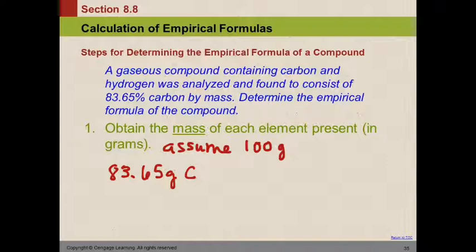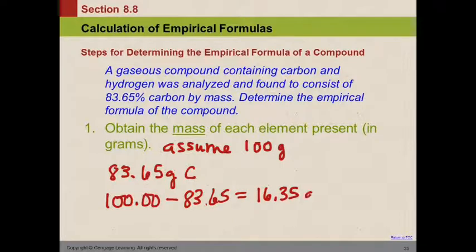But there's another element in there, right? Hydrogen. What's the mass of the hydrogen? It must be 100 minus that. Because there's only two elements, and if the sample's 100 grams and 83.65 of that is carbon, then the rest of it must be the hydrogen. 16.35 grams of hydrogen. Okay, so that's the first step: mass in grams.